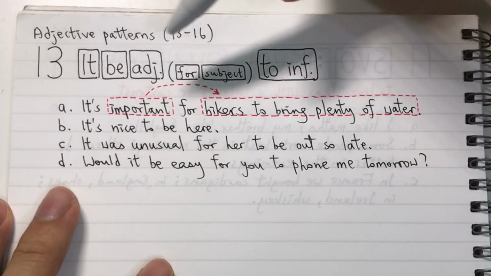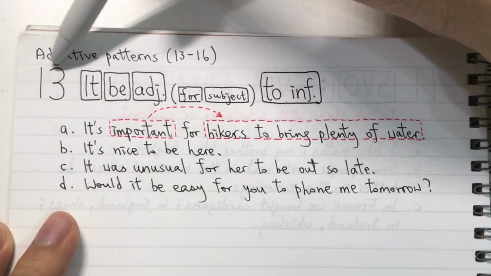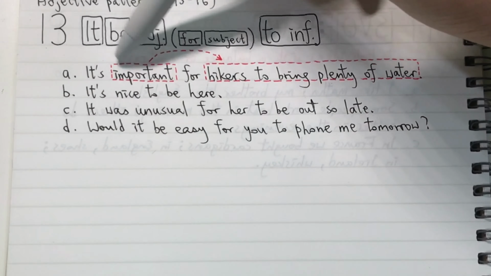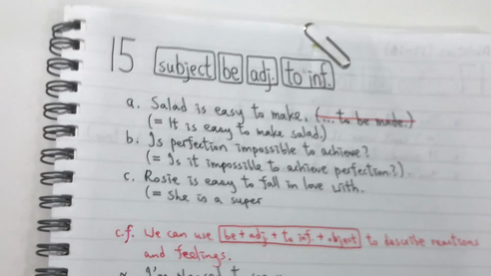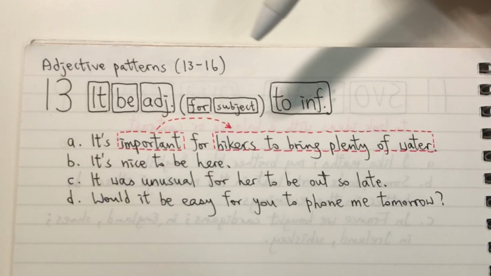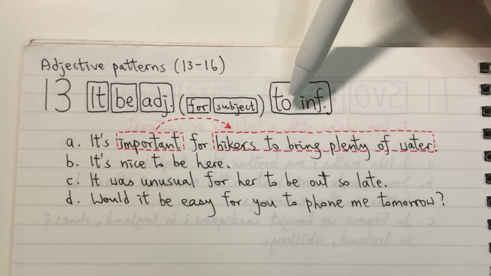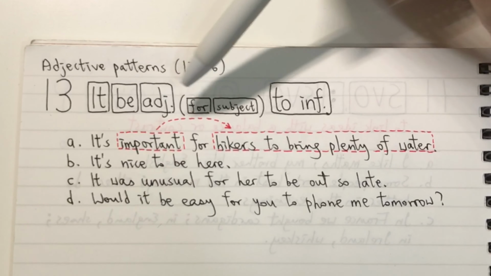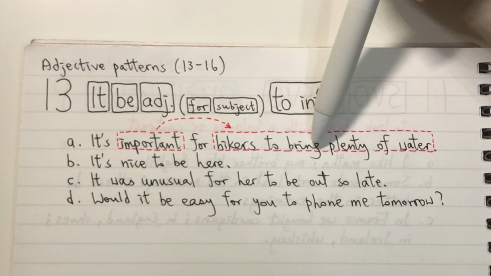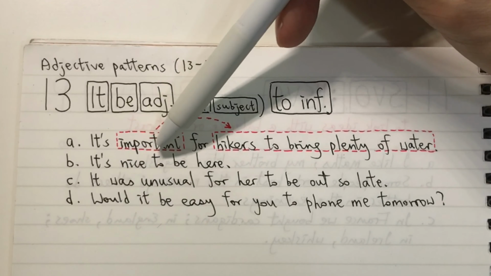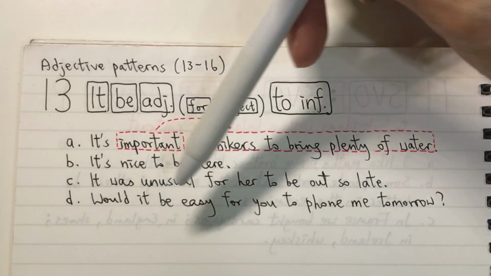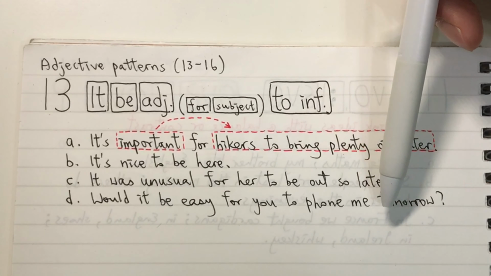Today we are looking at adjective patterns, quite a special name, and as you can guess, all these patterns of today will have an adjective. That is the keyword, adjective patterns. Let's go. Item 13, it be adjective to infinitive. It be adjective for subject to infinitive. It's important for hikers to bring plenty of water. It's nice to be here. It was unusual for her to be out so late. Would it be easy for you to phone me tomorrow?